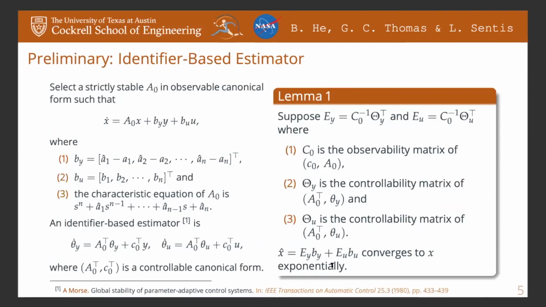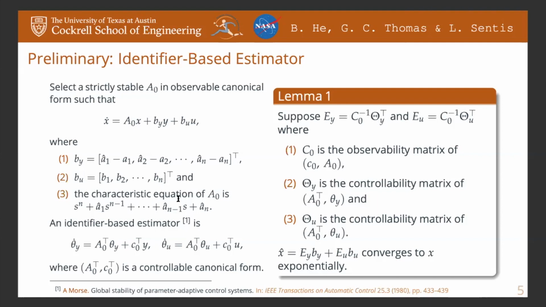First, since we use the observable canonical form of state space realization, we can easily turn our state equation into a form which is very similar to a Luenberger observer. The A0 matrix of this equation still follows the rule of the observable canonical form, but its characteristic equation is completely user-defined. The By and Bu matrices contain all the uncertain parameters of the uncertain system. But this Luenberger observer is not realizable because of the unknown parameters in By and Bu.